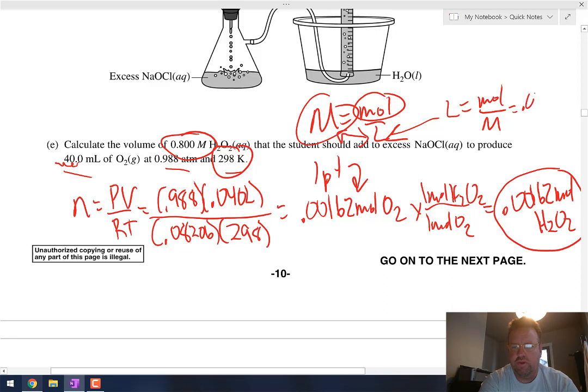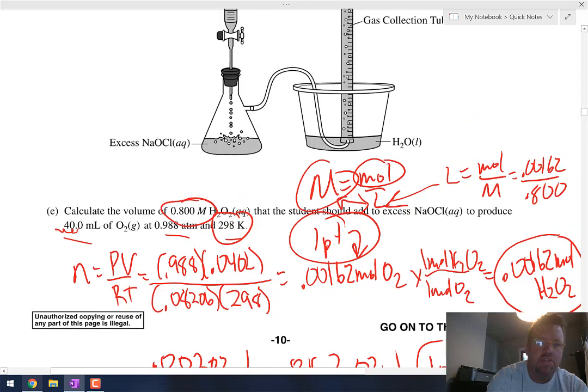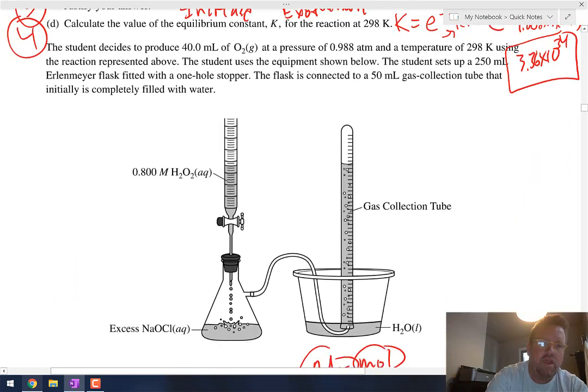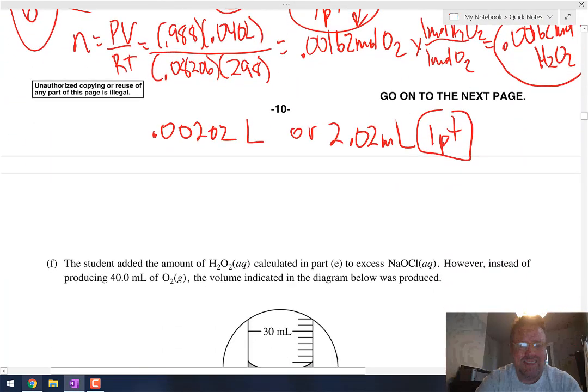So the moles are 0.00162. The molarity is 0.800. Okay, and when I divide those two, and again, you can leave this in liters or put it into milliliters. It doesn't really matter. If you leave it in liters, it'd be 0.00202 liters. Or, obviously, if you put it into milliliters, 2.02 milliliters. Okay, and obviously you got 1 more point for that, so that is a 2-point response. All total, I believe we were up to 4 at that point. So yes, now we are up to 6 points through part E.